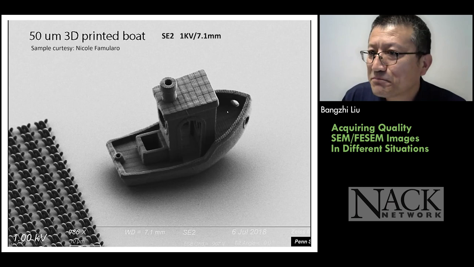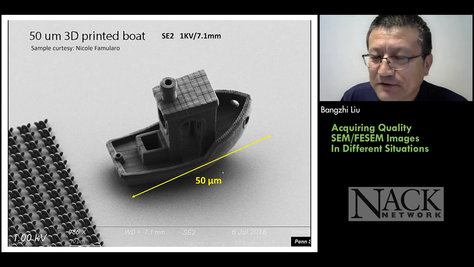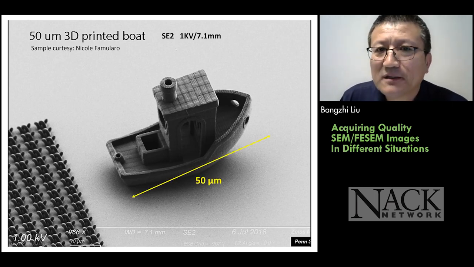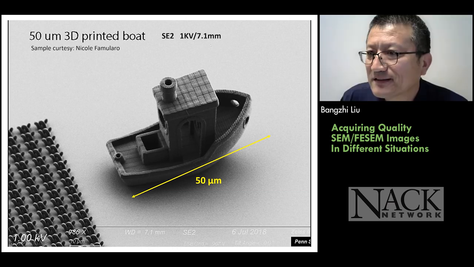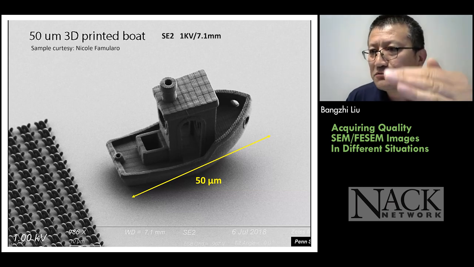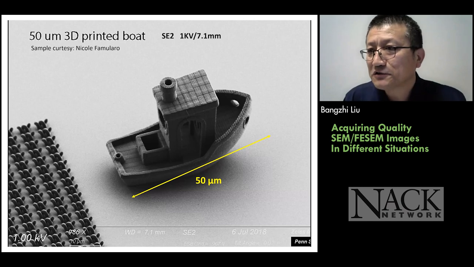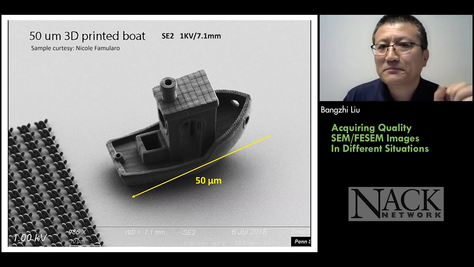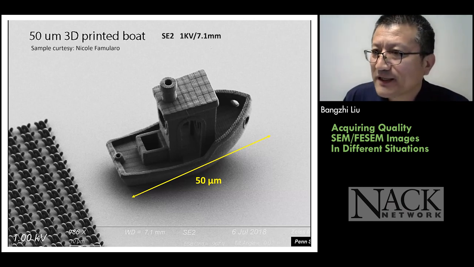It's a 3D printed little boat. So it's about 50 microns big, right? For this picture, I use a very large working distance, 70 millimeters, very far. Why? Sometimes if you want to see a larger feature, you have to move your sample far away in order to see the whole thing. That's why I'm using a large working distance.